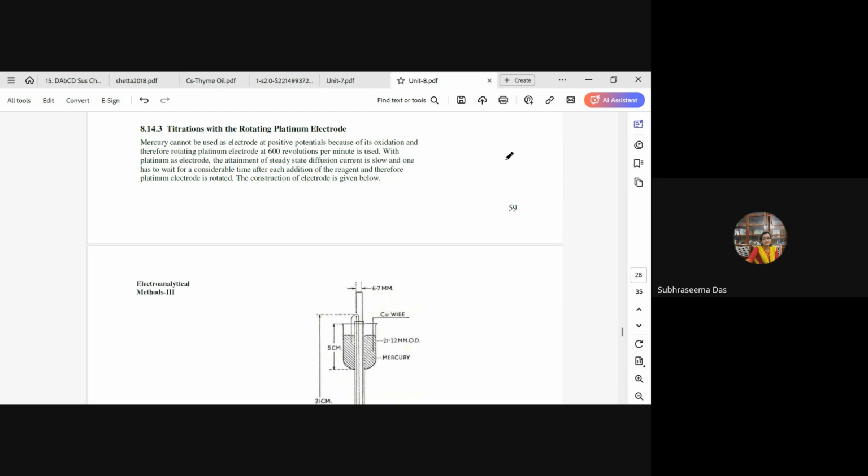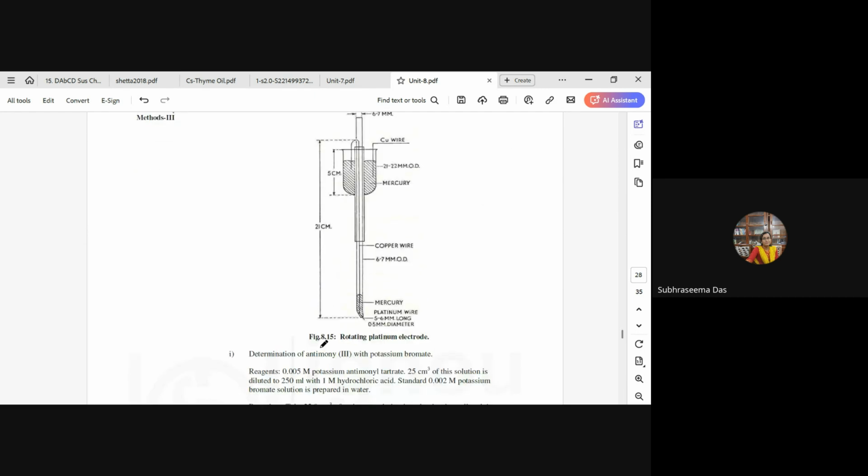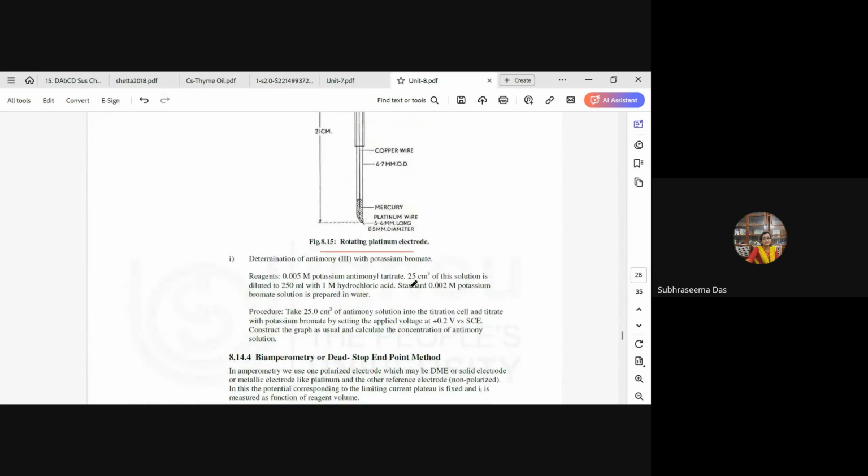The construction of this electrode is shown in figure 8.15. This is a rotating platinum electrode. First, this has been used for determination of antimony with potassium bromate. The reagent used is potassium antimonyl tartrate, which is taken in a titration cell and titrated with potassium bromate by setting the standard voltage, and then finally the graph is plotted as usual.